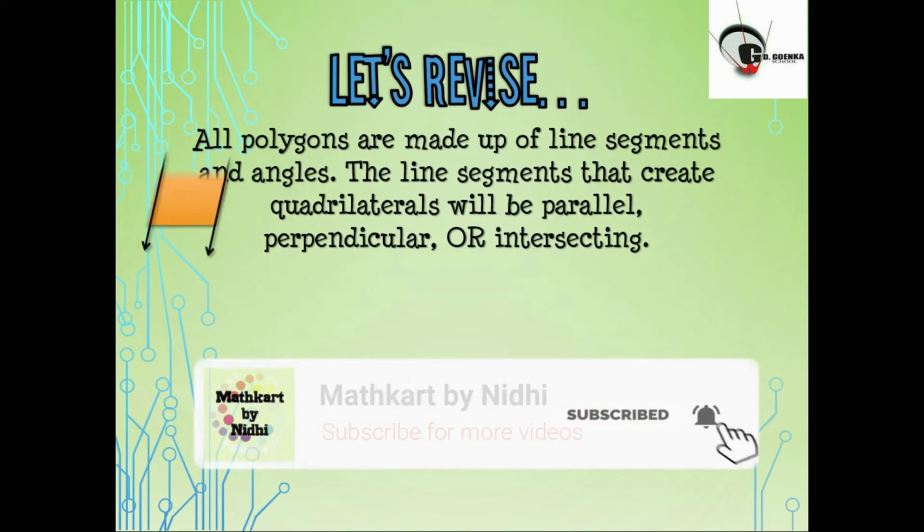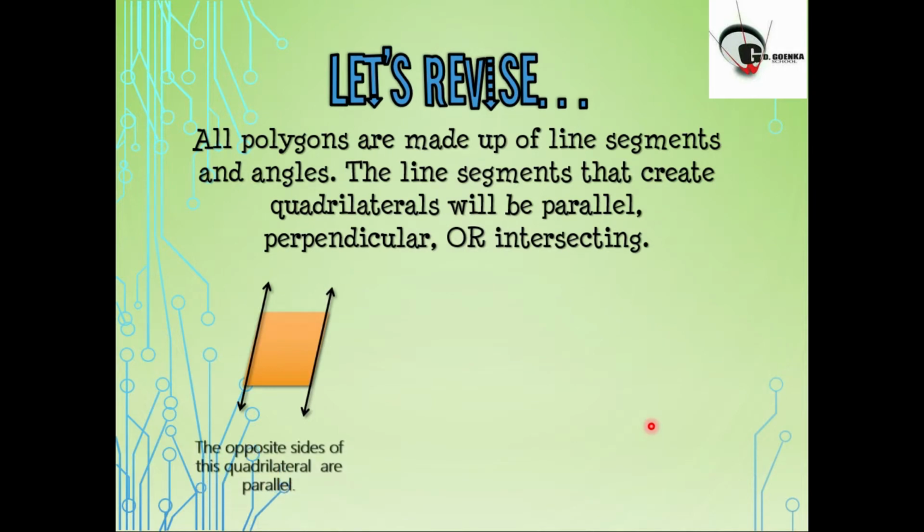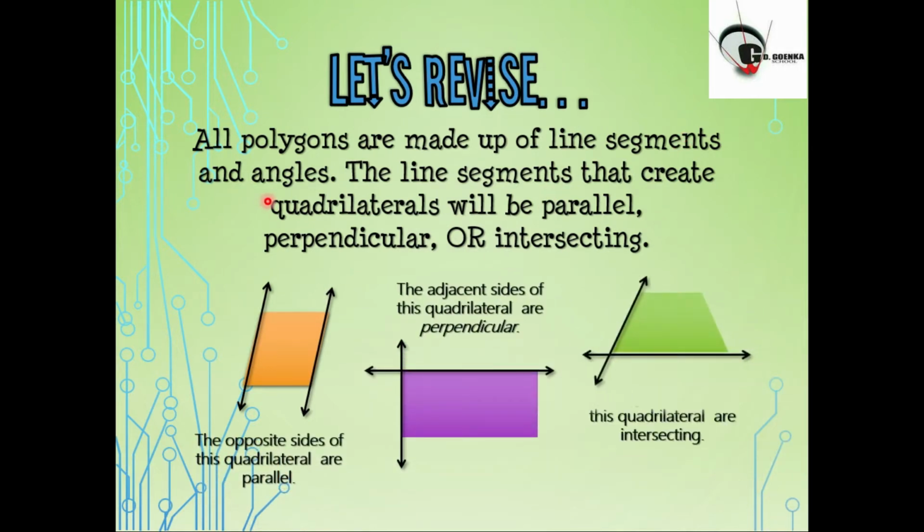Let us revise some topics: all the polygons are made up of line segments and angles. The line segments that create quadrilaterals will be parallel, perpendicular or intersecting. Here you can see this is a quadrilateral as it has four sides. In this quadrilateral the opposite sides are parallel. In this one the adjacent sides are perpendicular. In this quadrilateral the adjacent sides are intersecting. So there can be any type of line segment you will find in the quadrilateral.